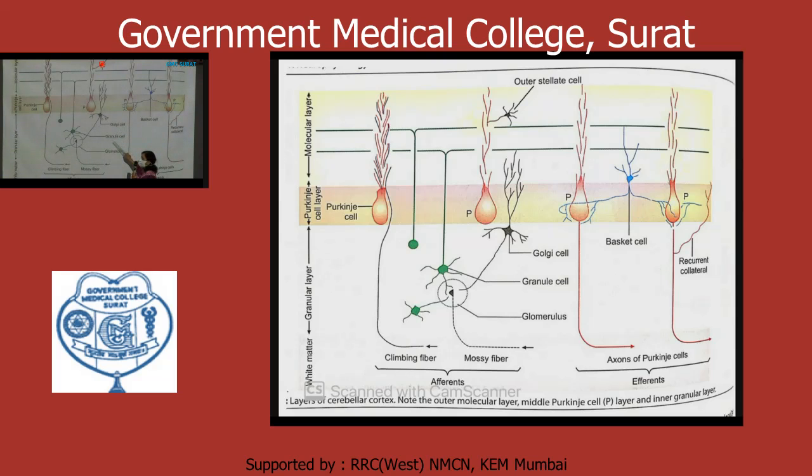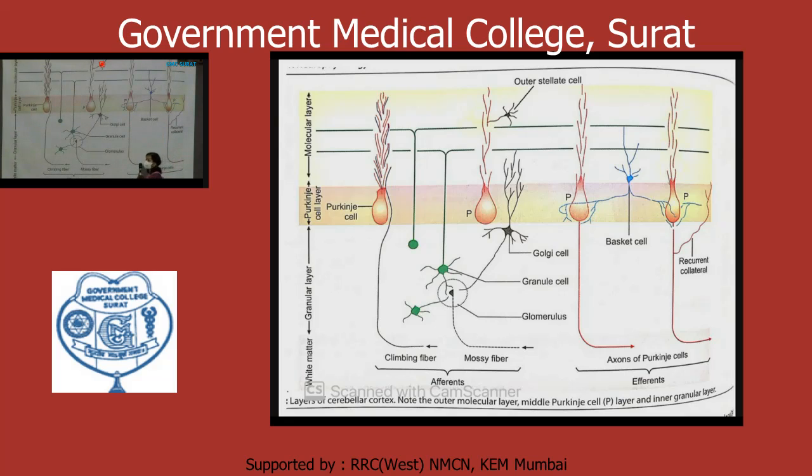Now, there are two more types of inhibitory interneurons present in the molecular cell layer, and they are the stellate cells and the basket cells. These are also inhibitory interneurons. They are inhibitory in nature, and they are interneurons.